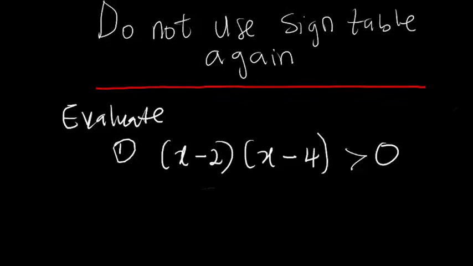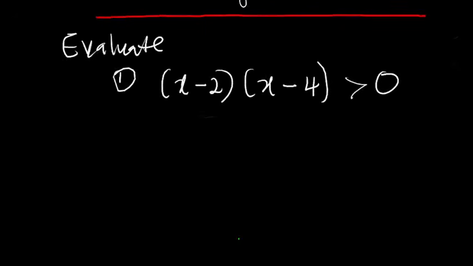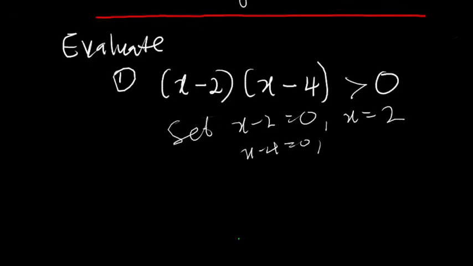In this video, we will be checking the easiest and the fastest way to approach this question. How are we going to approach it without wasting time? Set x minus 2 to be equal to 0. With that, you have x equal to 2. And also x minus 4 equal to 0. You have x equal to 4.